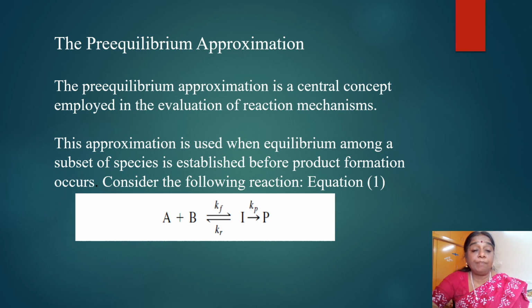Here I have given the example of a reaction where two reactants A and B react to give the intermediate I, and that intermediate formed may react back to give the reactants A and B by a second decomposition step represented with the rate constant K inverse, and either it may give the reactants back or it may decompose to give the product. Such an example is the pre-equilibrium approximation concept. Here you see an intermediate which is established before product formation occurs.